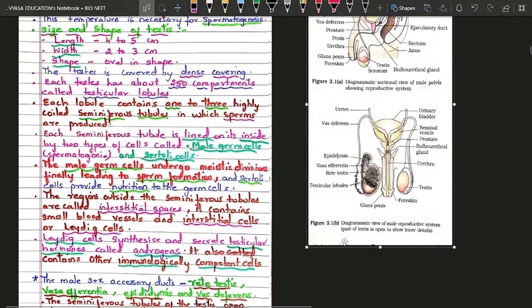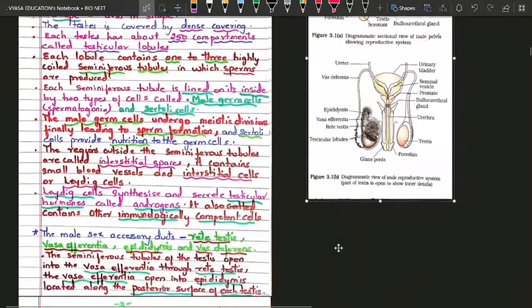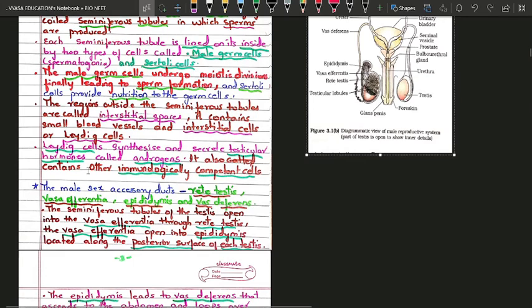Okay, rete testis you have here, vasa efferentia, then epididymis you have here, and vas deferens you have here. Okay. And this is the movement of the sperm.